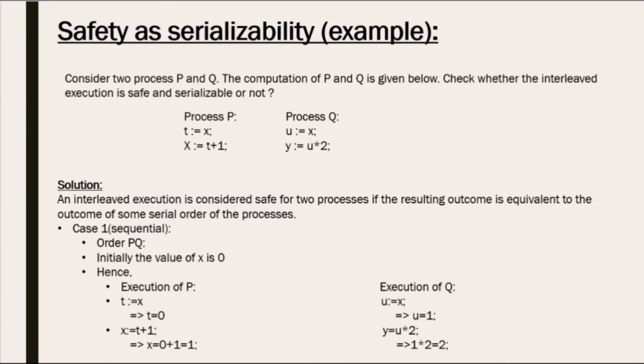For the process Q, the value of variable u is given as x and the value of variable y is given as u star 2. Now we will move on to the solution.